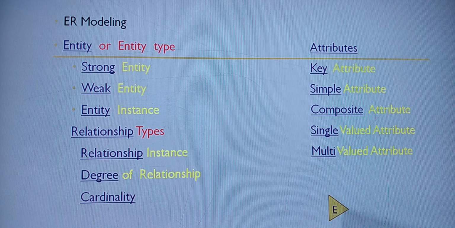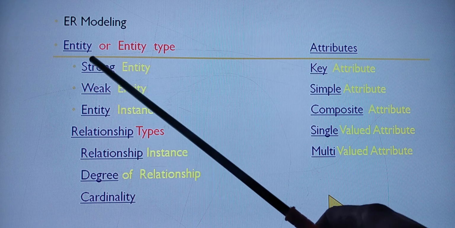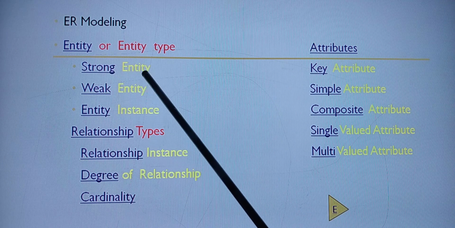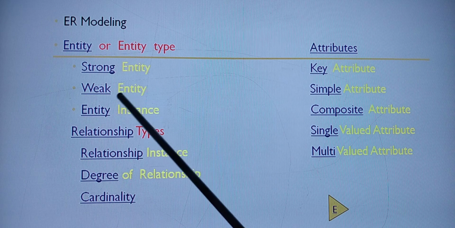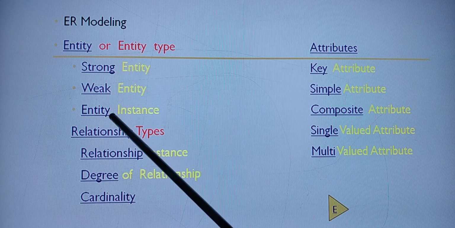So what is an entity? Just now we have discussed. Entity is nothing but a simple value. Under that entity you are going to have three: strong entity, weak entity, and the next one, entity instance.